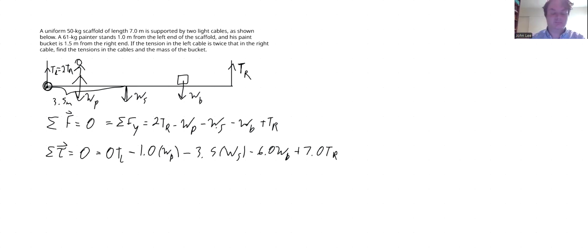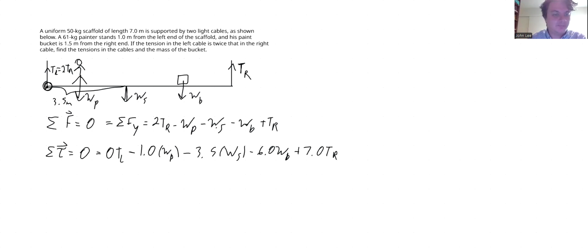So all of the weights, again, are going to be negative because they're going to be causing a clockwise rotation. Therefore, they're going to have a negative torque. Whereas the tensions are going to be positive, as they're going to be causing a counterclockwise or at the very least zero rotation, which means that they're either zero or positive. So the only positive torque that you have is going to be the 7.0 times TR, 7.0 meters times the tension in the right one.